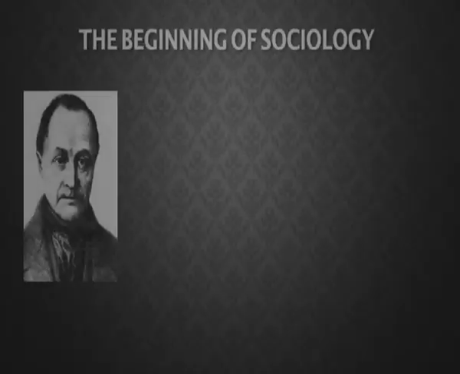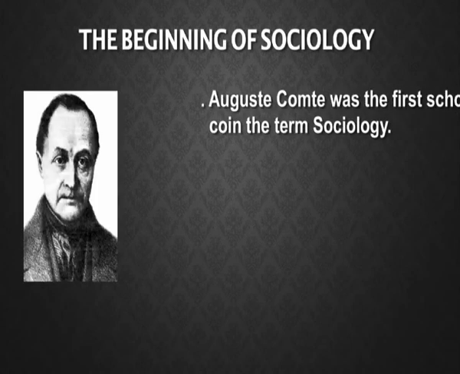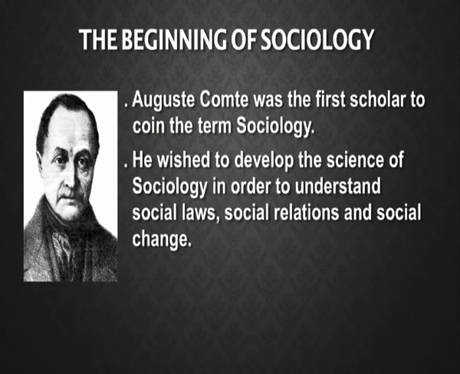Now, as far as the beginnings are concerned, I have already told you that the beginnings of sociology can be traced to the Renaissance and the Industrial Revolution, which led to changes on an unprecedented scale. And the foremost amongst those who started studying society in this way was Auguste Comte. Auguste Comte, as you already know, was the father of sociology, and he in fact coined the term sociology, and he decided that sociology should be developed along the lines of the natural sciences.